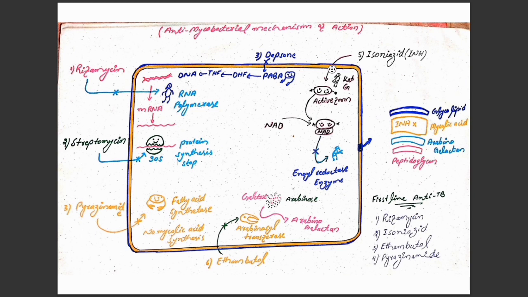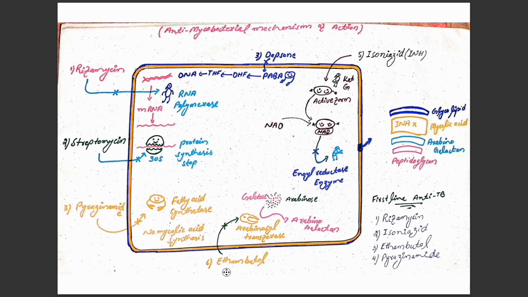Isoniazid, when it enters into the bacteria cell, is converted into active form with the help of an enzyme called KatG, catalase peroxidase enzyme, and the active form combines with another molecule called NAD. This combination then blocks an enzyme called enoyl reductase enzyme, and this enzyme is involved in the synthesis of mycolic acid. So if this enzyme is blocked, no mycolic acid synthesis will occur and bacteria will die.